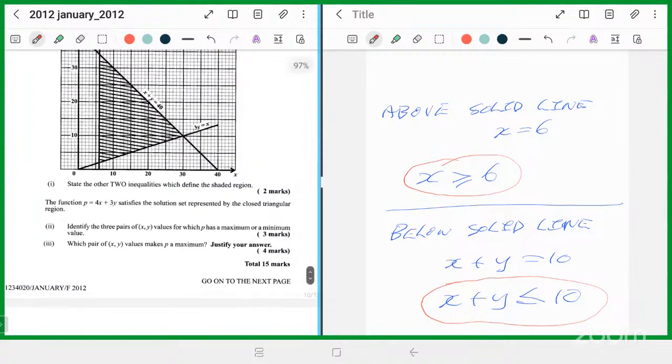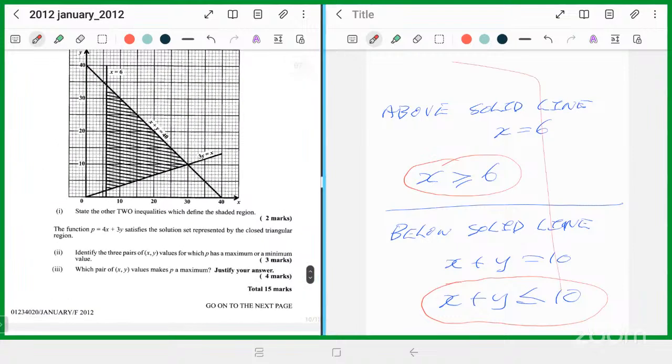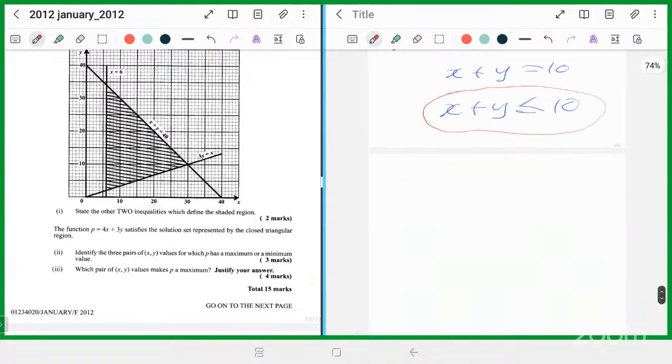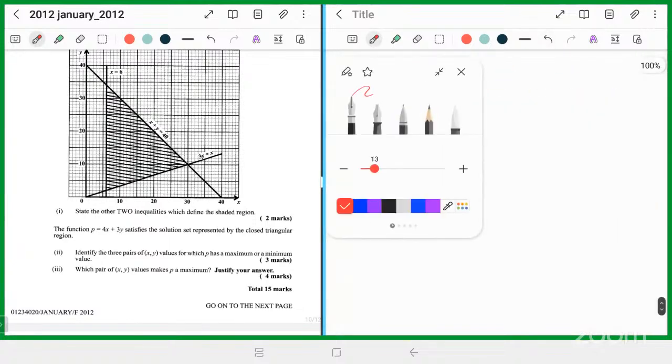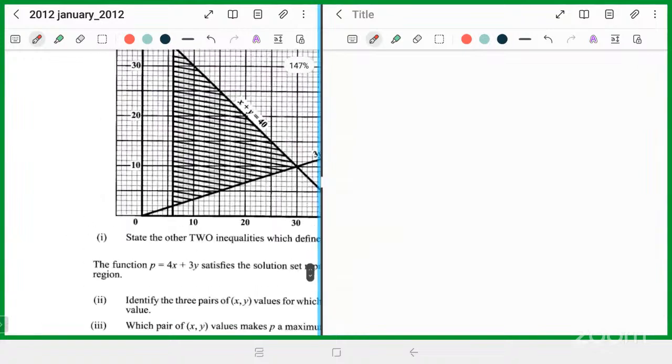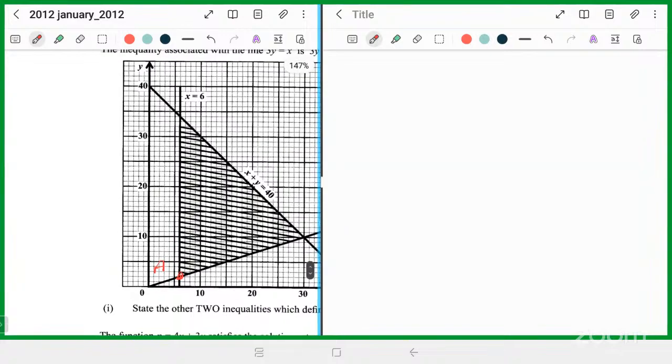So it's at the vertices. We have to go to the vertices to get those three pairs of values, as we know. So let's name them. Let's name this one A. Let's name this one B. Let's name this one C.